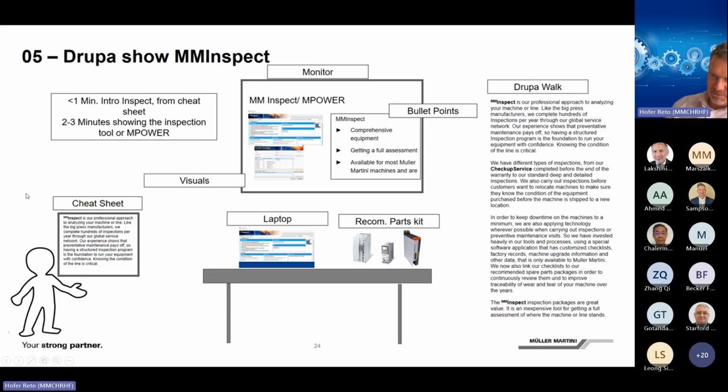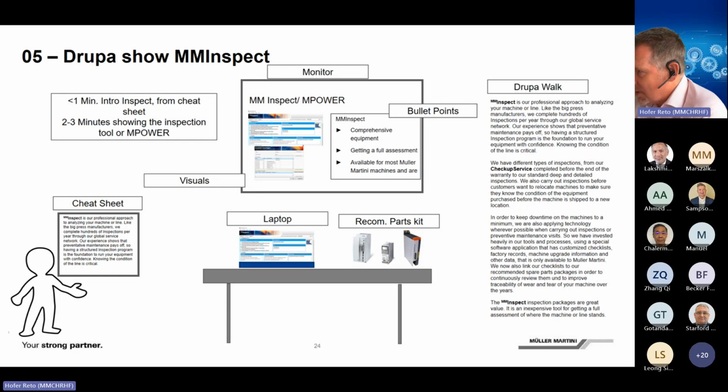Again, you're going to get a cheat sheet, which incorporates the most important aspects of that. And there will be a Drupa walk. Let me just quickly go through that. Again, this is a text that basically illustrates the main aspects that we want to convey to the customers when it comes to the product MMInspect. So you get a good idea of the topics that you want to highlight or mention when you have a customer on the stand and talk about Inspect.